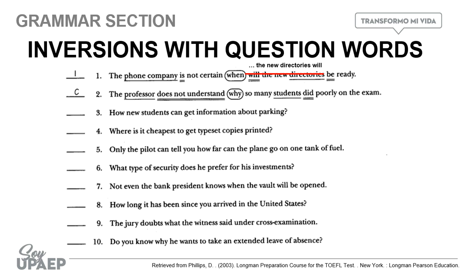Number 2, the professor does not understand why so many students did poorly on the exam. That sentence is correct. Why? Because there is a clause before the question word. So the order of the words is the normal one. Subject, so many students, and verb, did.